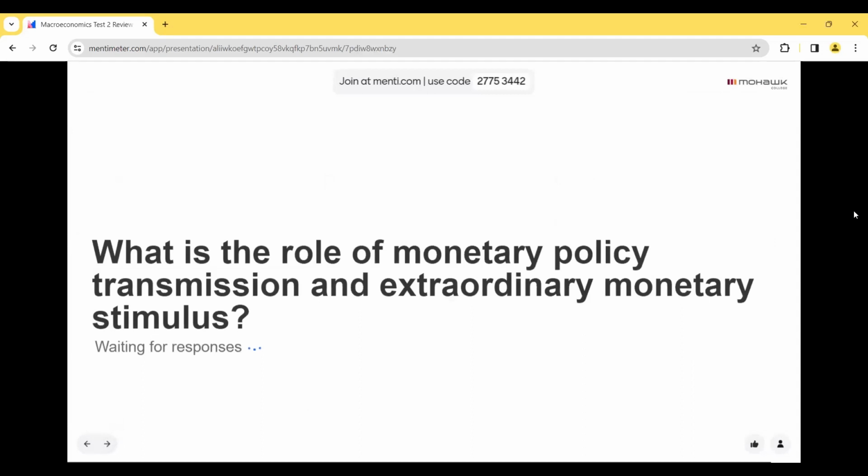So, what is the role of monetary policy transmission and extraordinary monetary stimulus?